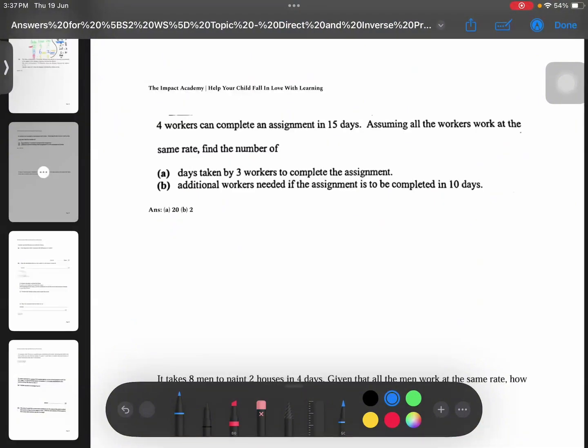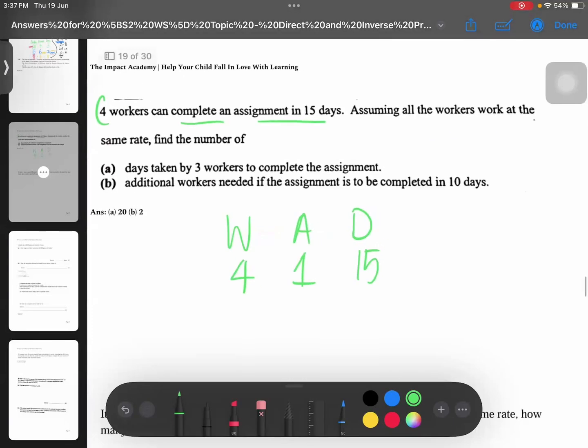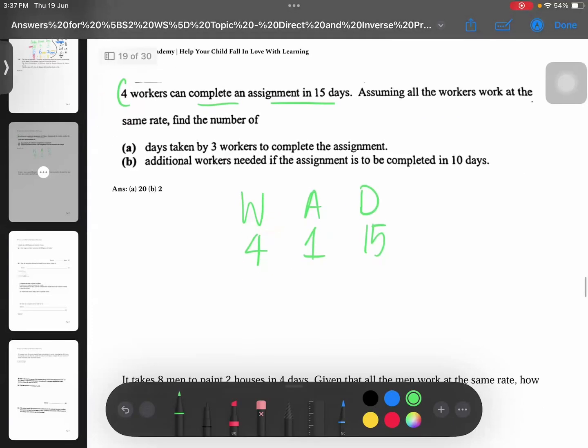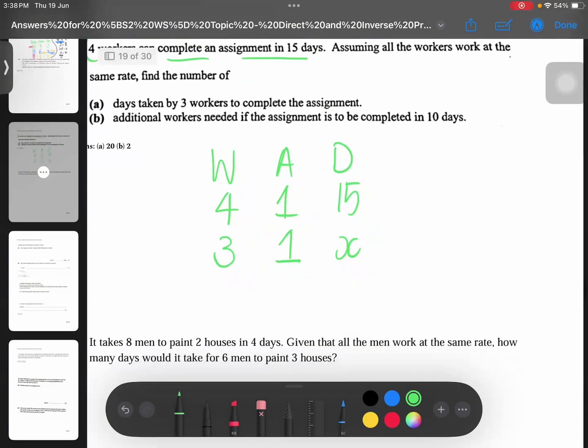Same thing, 3 variables, right? The question says what? 4 workers can complete an assignment in 15 days. So workers, assignment, and days. Are you understanding? 4 workers over here, 1 assignment, and 15 days. Agree or not? Assuming all the workers work at the same rate, find the number of days taken by 3 workers to complete the assignment, which is 1 assignment, right? So what is my x? My x has to be days. Am I making sense?